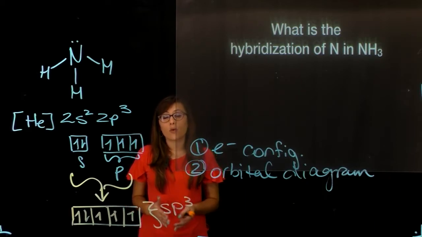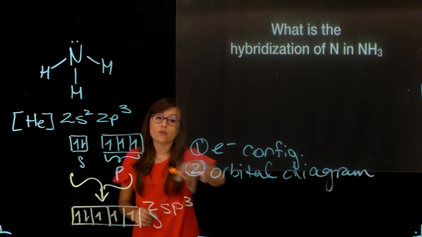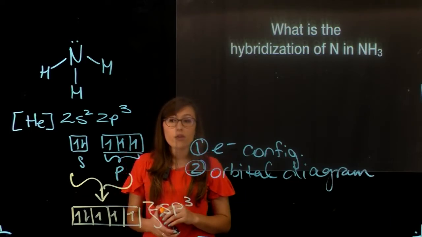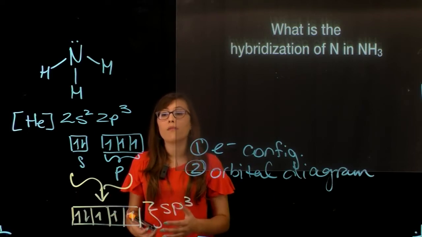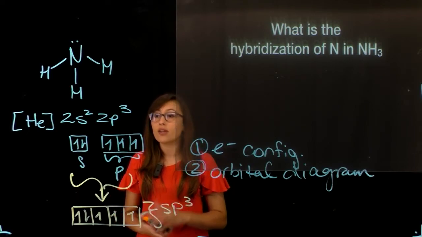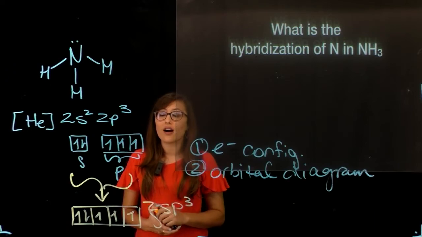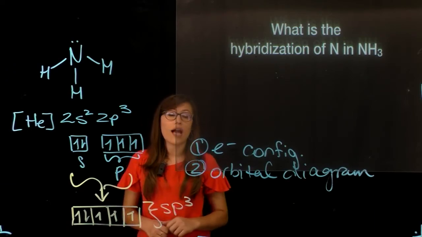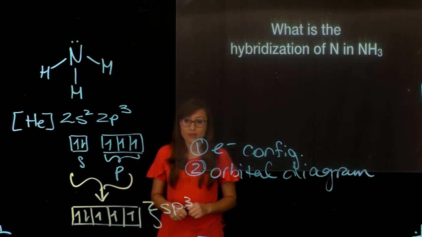Remember, when answering these types of questions, you always want to start off with the electron configuration, then write out the orbital diagram, because it gives you a visual of how many half-filled orbitals you have, if you need to excite any electrons to a higher orbital, etc. And then you can see how many orbitals are actually mixing together.